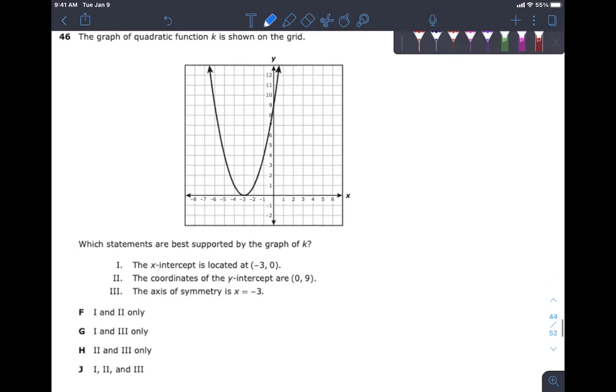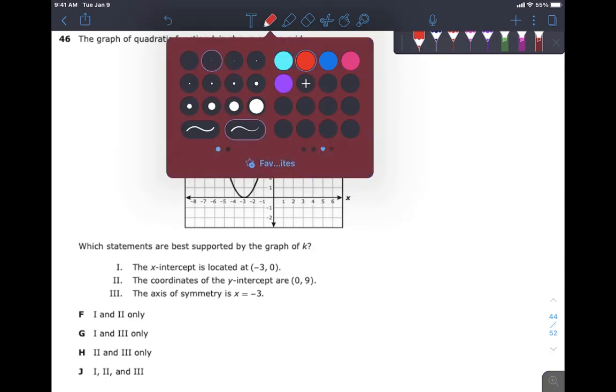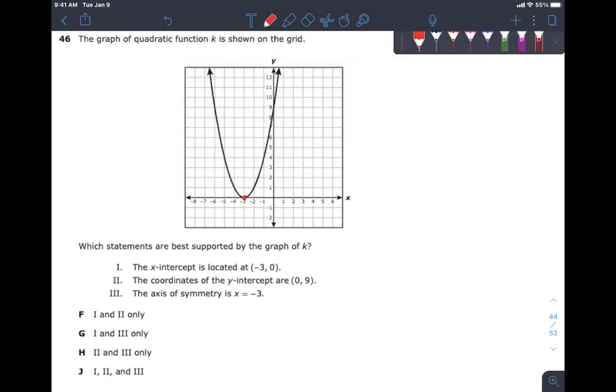All right. So here it says the graph of quadratic function k is shown on the grid. Which statements are best supported by the graph of k? So they want to know which one of these are true, okay? So I look at this and I say x-intercept located at -3, 0. All right, so let me go ahead and verify that. -3, 0. That is true. It is most certainly touching on that x-axis, all right? So that one's true.